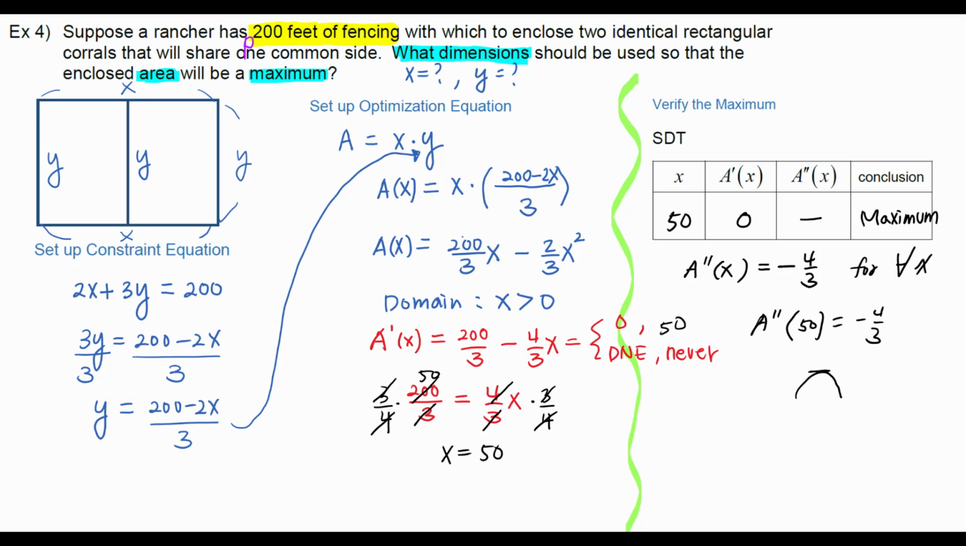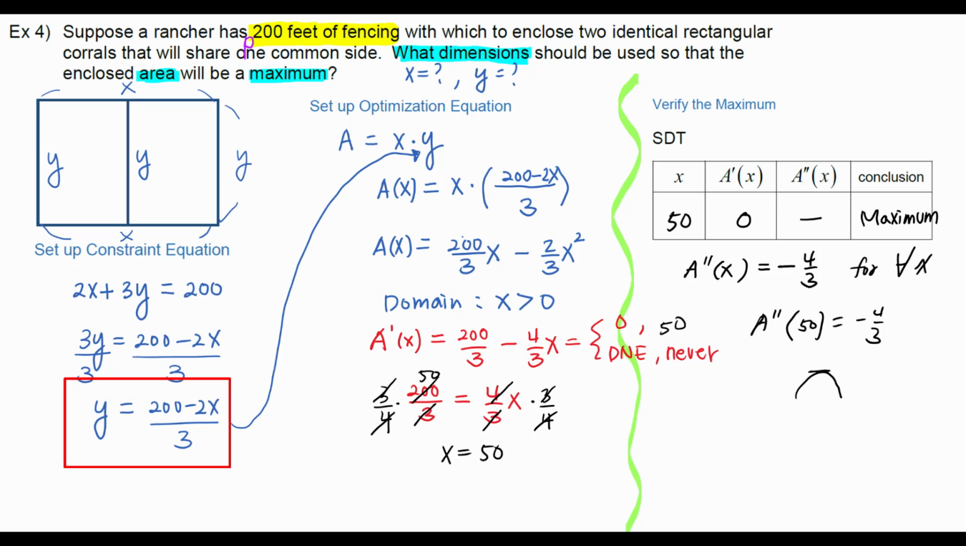But again, go back to the original question. I am also supposed to get the width as well. I only found the length. So where am I going to find my y? Right here. You notice you always get your second variable from your constraint equation.